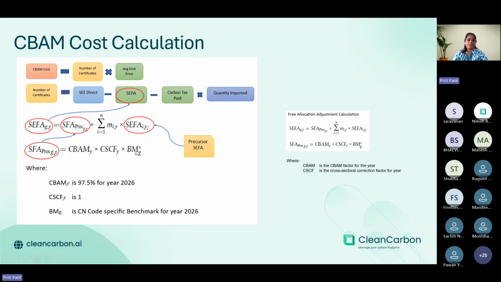And then next is benchmark. So benchmark, again, there are two types of benchmark. One is for the actual values, another is for the default values. So actual values benchmark is applicable when you are using the actual values, calculated values, verified values. And if you don't have the actual calculated values, then you can use the default values benchmarks.